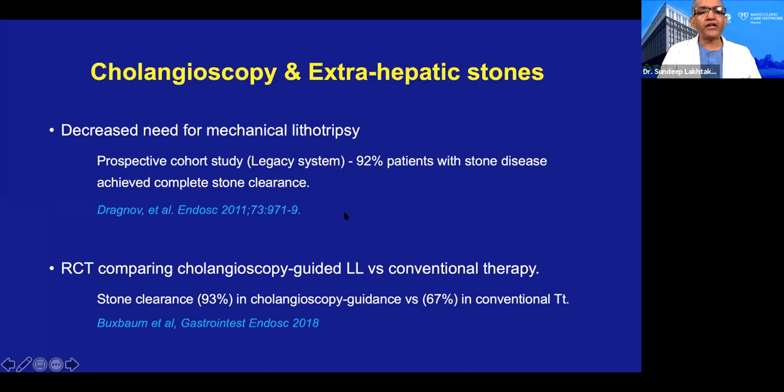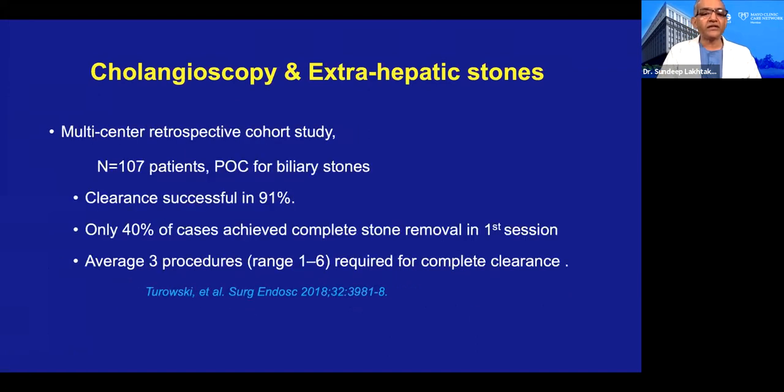So the experience with cholangioscopy and extrahepatic stones is that it decreases the need for mechanical lithotripsy, which is much more cumbersome, or a laser-intensive procedure compared to this laser lithotripsy. It has a higher stone clearance rate compared to conventional therapy, that is, a basket or mechanical basket. And there are several studies now which show that complete clearance can be achieved in 9 out of 10 patients.